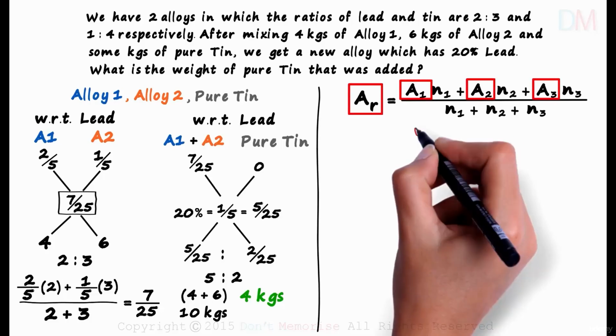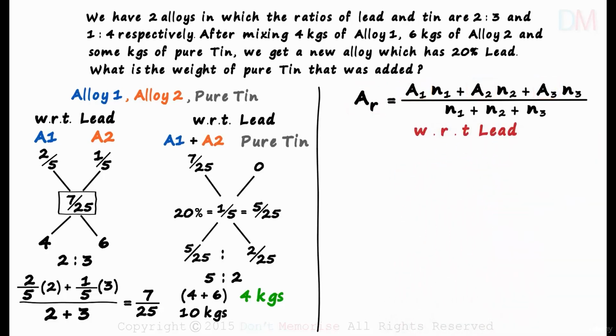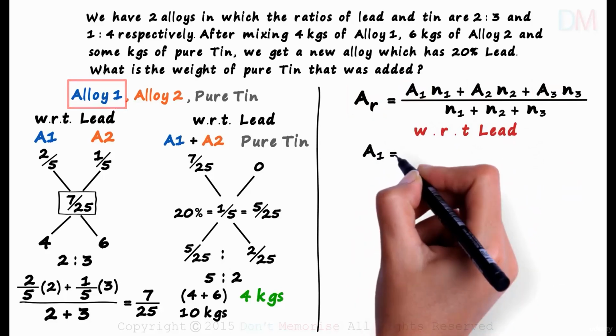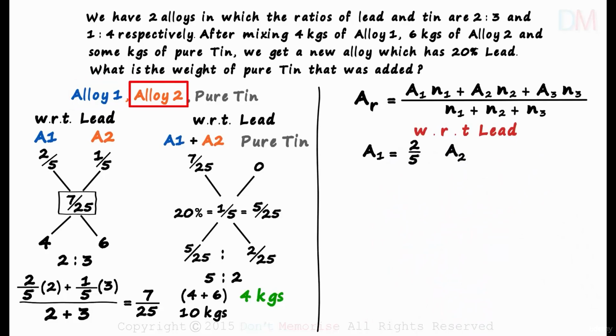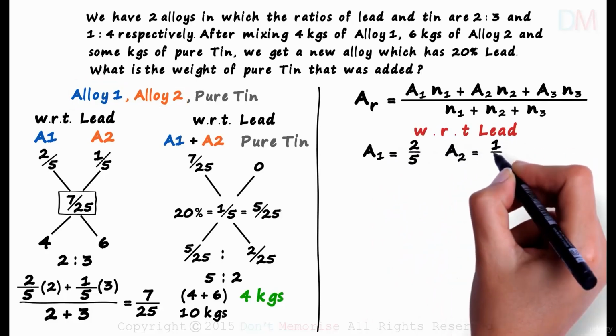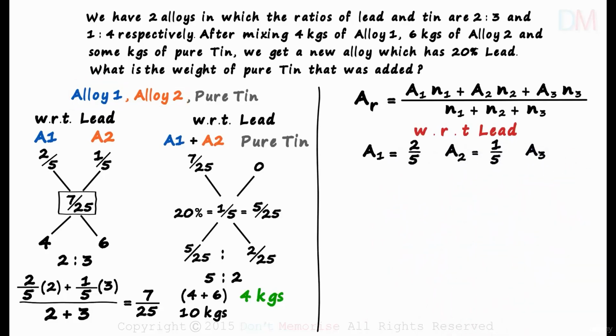Let's consider these four values with respect to lead. We have A1 as the proportion of lead in the first alloy. That will be 2 over 5. A2 will be the proportion of lead in the second alloy. That will be 1 over 5. And A3 will be the proportion of lead in tin, which is 0.